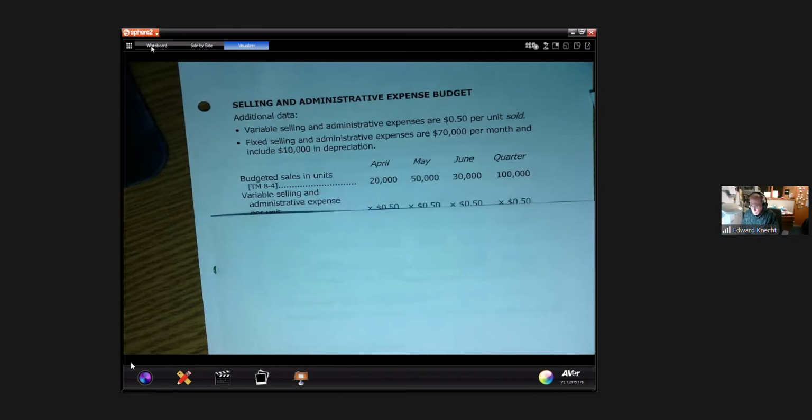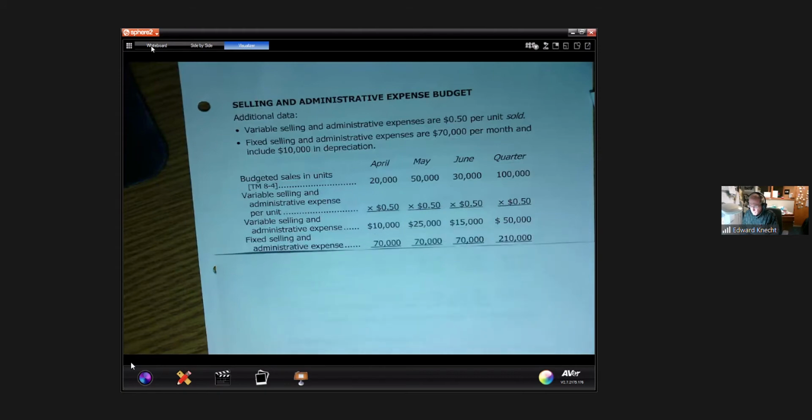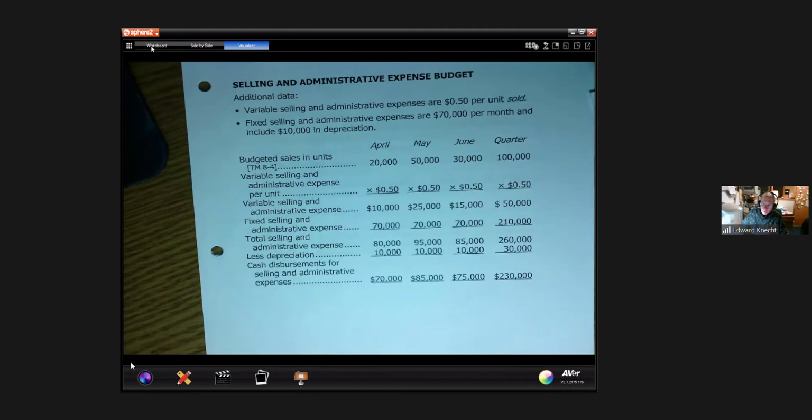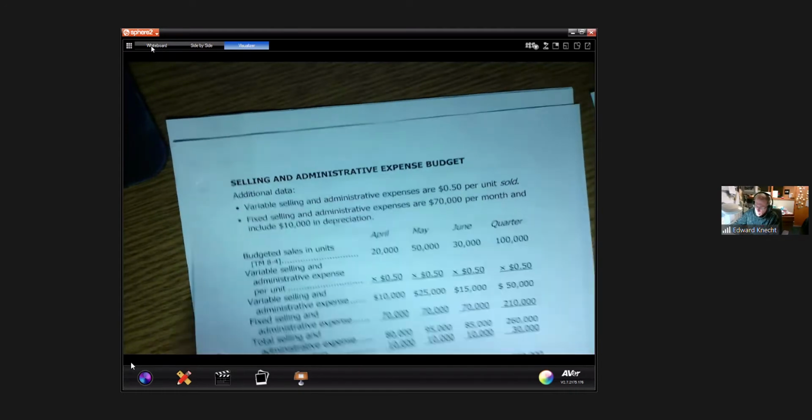Variable selling and administrative expenses per unit: the variable portion, 50 cents, we multiply it, and we get the variable selling and administrative expenses. Then the fixed selling and administrative, there's $70,000 per month. And then we add it, we get our total selling and administrative expense. And then less depreciation. Why? Because there's no cash going out. And we get cash disbursements for selling and administrative for each month. That'll be put into the cash budget as well.